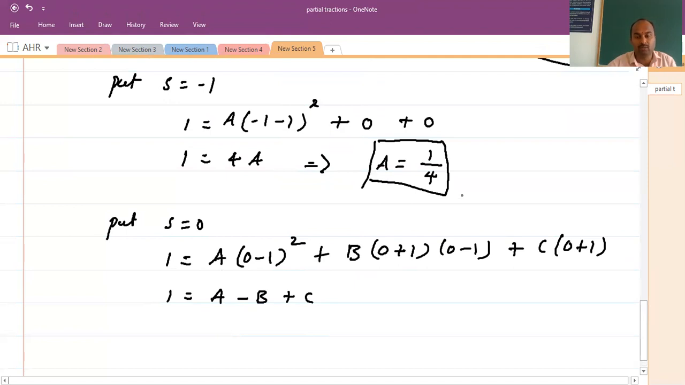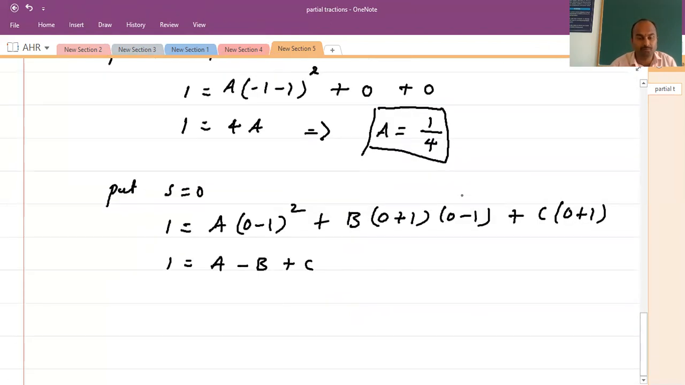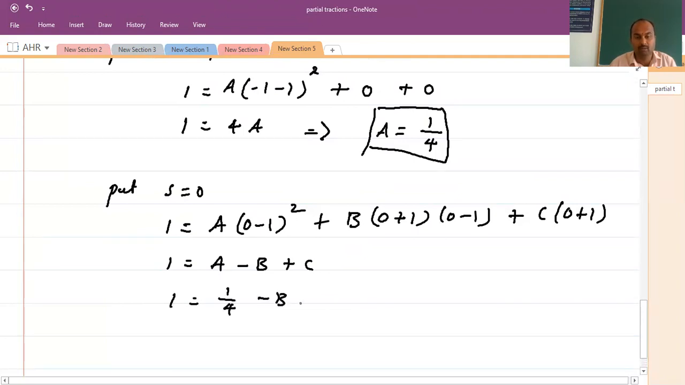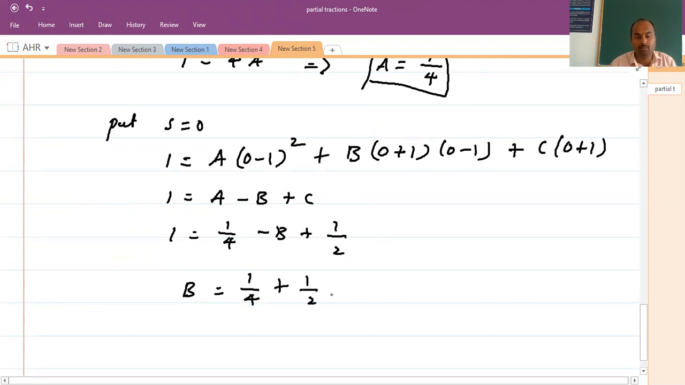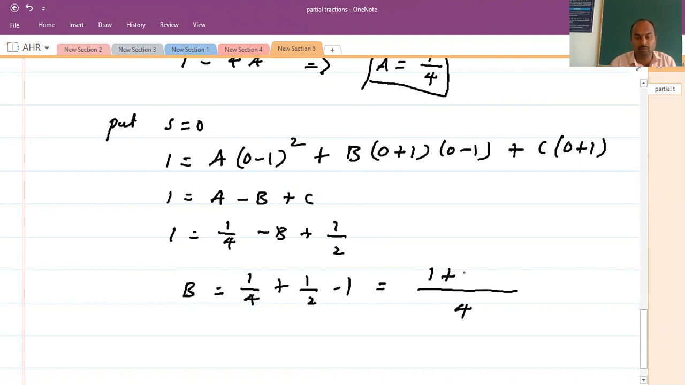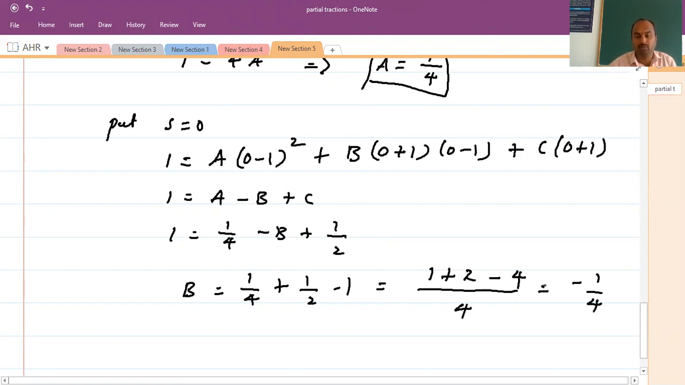Now you substitute a is 1 by 4 and c is 1 by 2. So 1 equals 1 by 4 minus b plus 1 by 2. I will take b to the left hand side, so b equals 1 by 4 plus 1 by 2 minus 1. What is the LCM? LCM is 4. So this will be 1 plus 2, and this will be 4 minus 4. 3 minus 4 will be minus 1 by 4. So what is b? Minus 1 by 4.